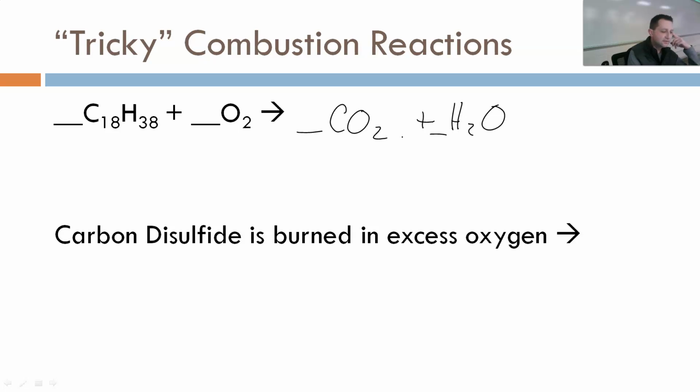So let's do carbons first. We have 18 on the left, I need 18 on the right, so that's easy. Now I have 38 hydrogens on the reactant side, and I need 38 on the product side. I do have an H2O here, so since I already have 2 hydrogens, I only want to put a 19 here, because 19 times 2 is 38.